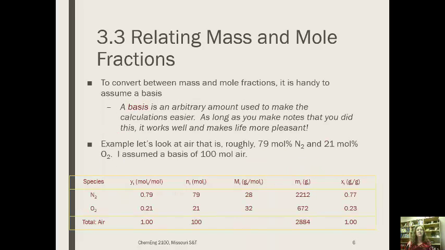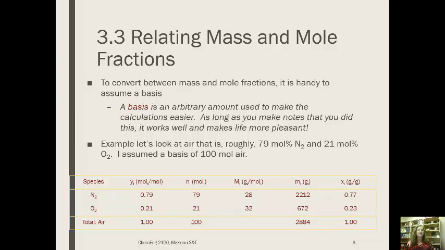If I want to convert between mass and mole fractions, it's really handy to assume a basis. Now you'll get more used to this, but a basis is for problems where they don't give us a starting amount, like they didn't say we have 100 grams of catalyst. If they don't tell us a starting amount, we can assume an arbitrary amount, and it'll make our calculations easier. And then at the end, I'm going to divide through by that amount, so it's not going to matter.